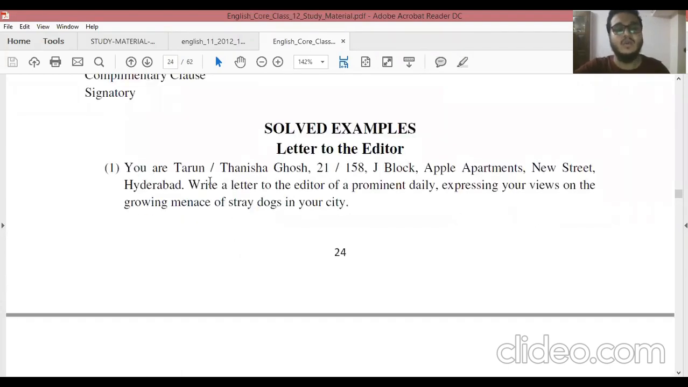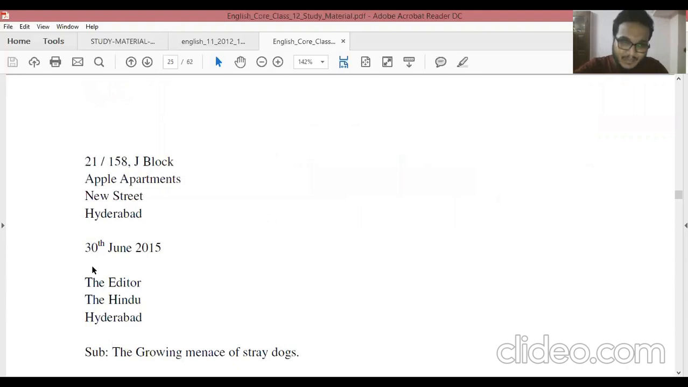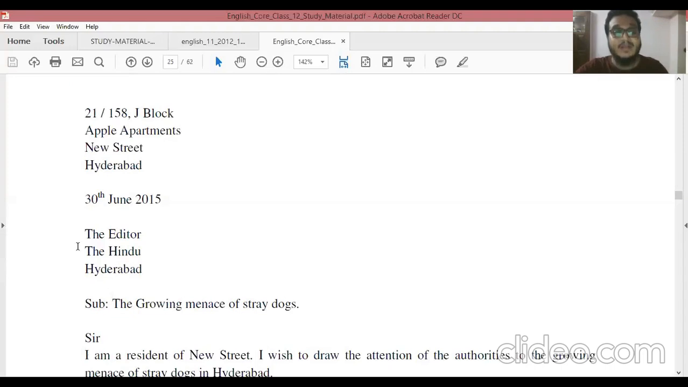You are Tarun or Tanisha Ghosh, 21 158 J Block, Apple Apartments, New Street, Hyderabad. Write a letter to the editor of a prominent Delhi newspaper, expressing your views on the growing menace of stray dogs in the city. This is the question. See, same left alignment, spacing properly everywhere. The editor, The Hindu, Hyderabad.